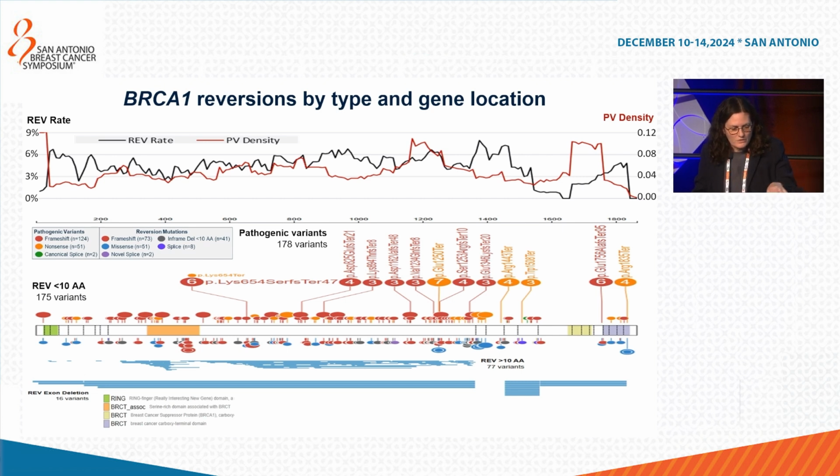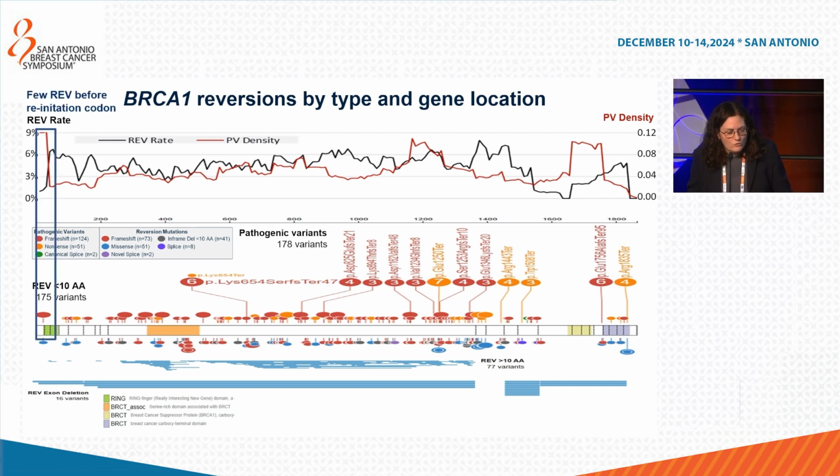So you have the pathogenic variants above the lollipop plot, as it's called, and then the types of reversions: small reversions, less than 10 amino acids, below. Then you see lines where you have more than 10 amino acids, and then you see the exonic deletions on the bottom. So let's go through this a little bit. I'm going to hit the highlights here.